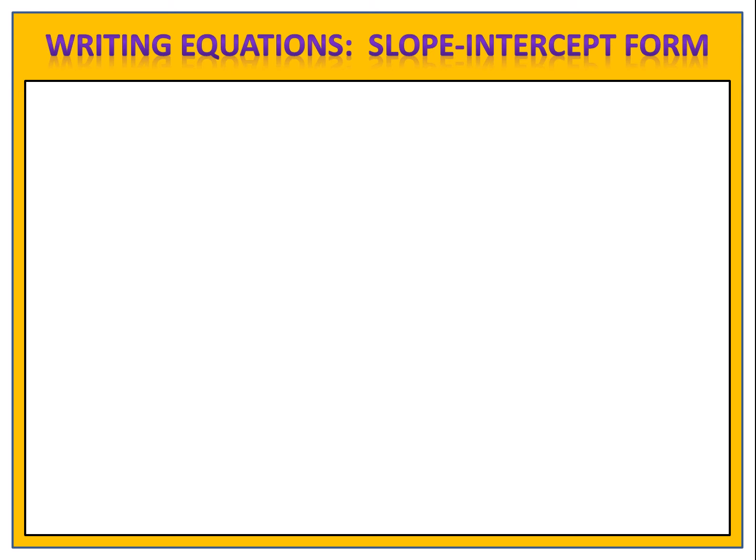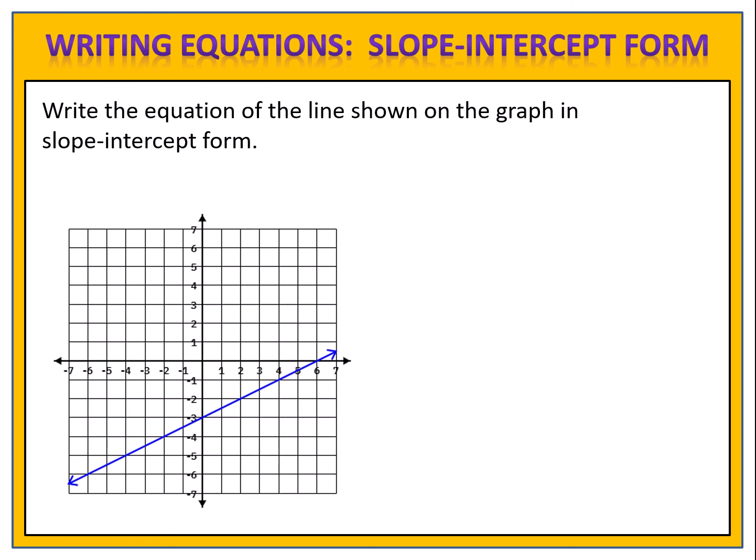In the next example, we're going to look at a graph. Write the equation of the line shown on the graph in slope-intercept form. Slope-intercept form means y equals mx plus b. In order to write the equation, we need to know the slope and the y-intercept. We look at the graph and we see the y-intercept where the line passes through the y-axis. In this case, the y-intercept is at -3.